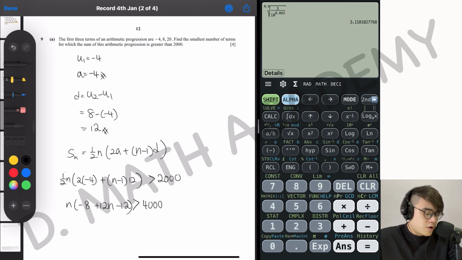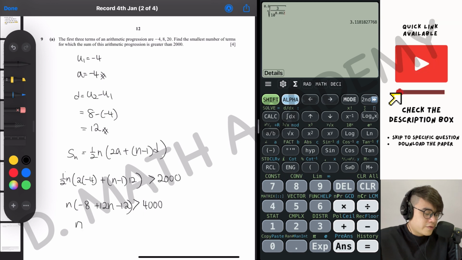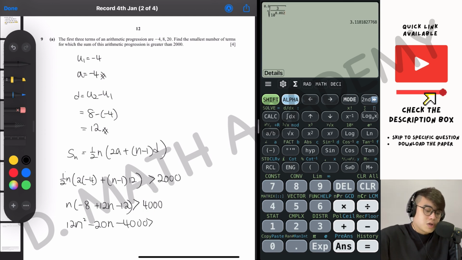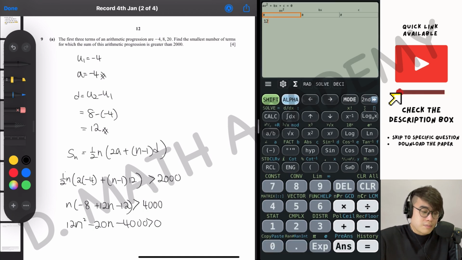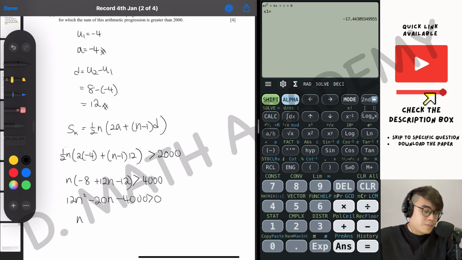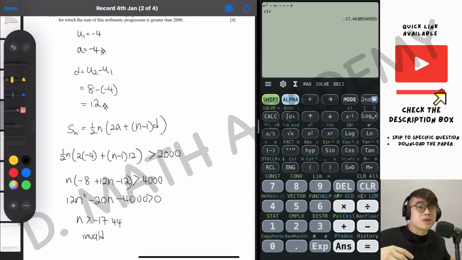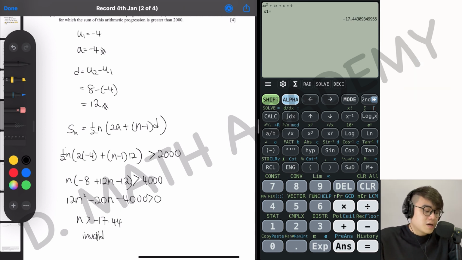So you have 12n squared at the end of the day, followed by 20n minus 4000 more than 0. So let's run our quadratic again. 12, minus 20, minus 4000. So your n possible value will be negative 70.44. Then you can write invalid for this because there's no negative n terms here.